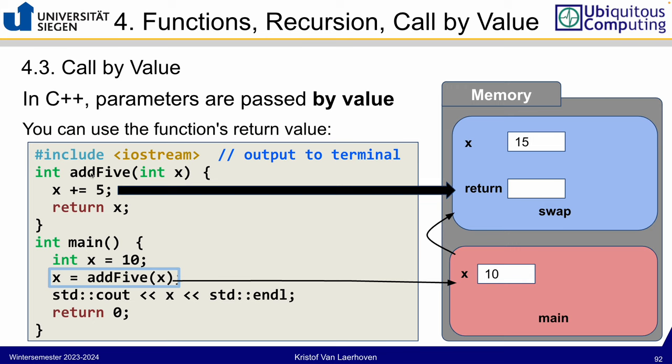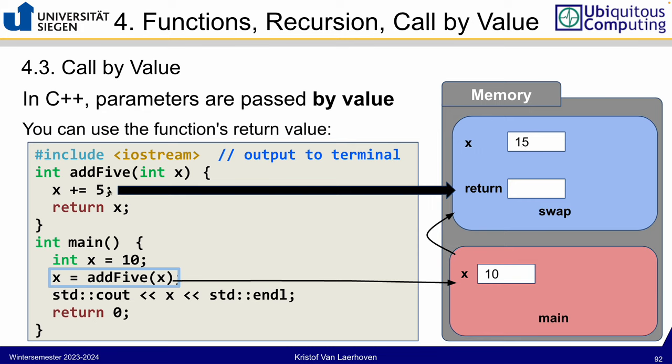And if you look at add5, our add5 function takes an integer and it returns an integer. And as we already have seen with this operator, what is happening is that x equals x plus 5. And that basically means at this point, when we had x the value 10, it will now have the value 15.